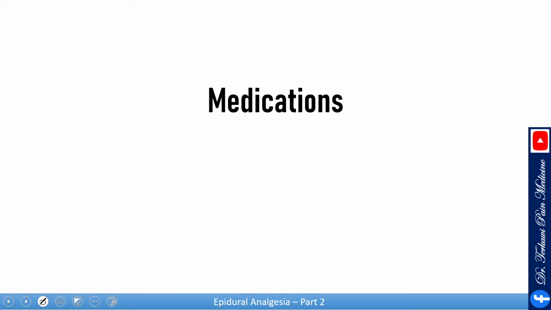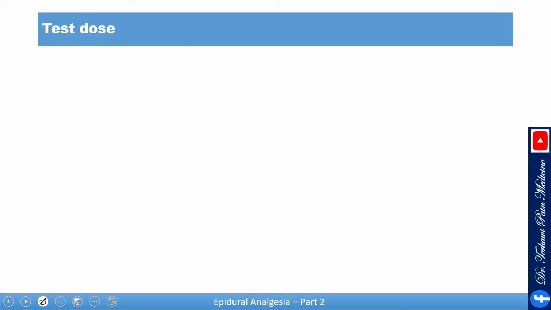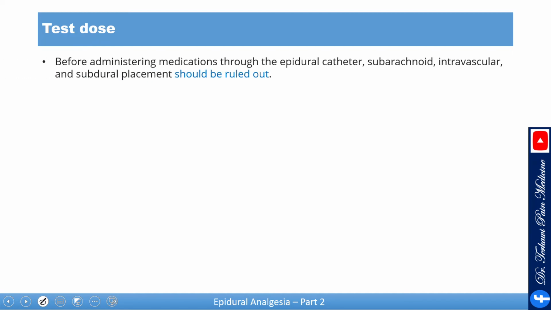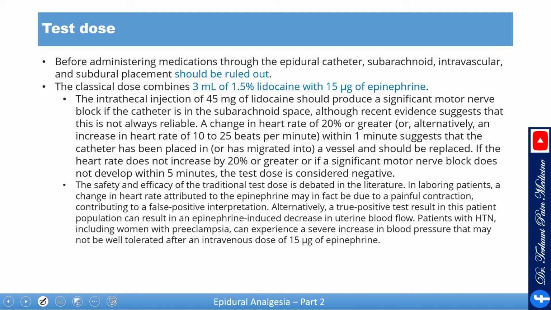What should we give, what should we do? First, test dose. We should always start with a test dose. Before administering medication through the epidural catheter, subarachnoid, intravascular, and subdural placement should be ruled out. How are we going to do that? We should give a test dose. The classic test dose is 3 ml of 1.5% lidocaine with 15 mcg of epinephrine.